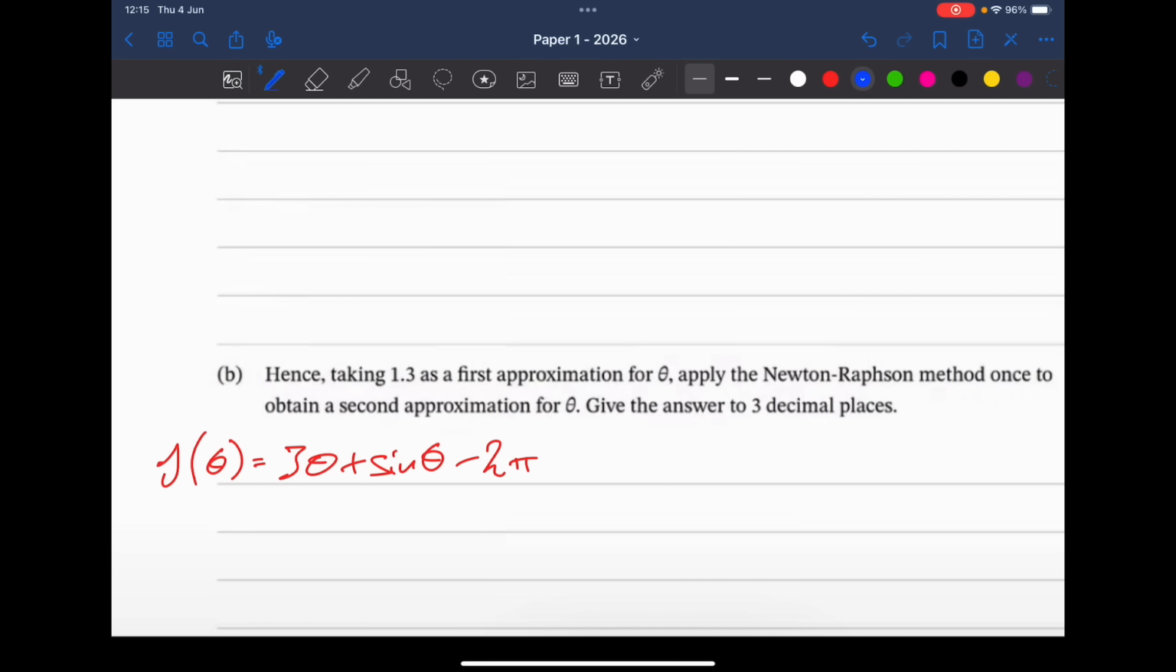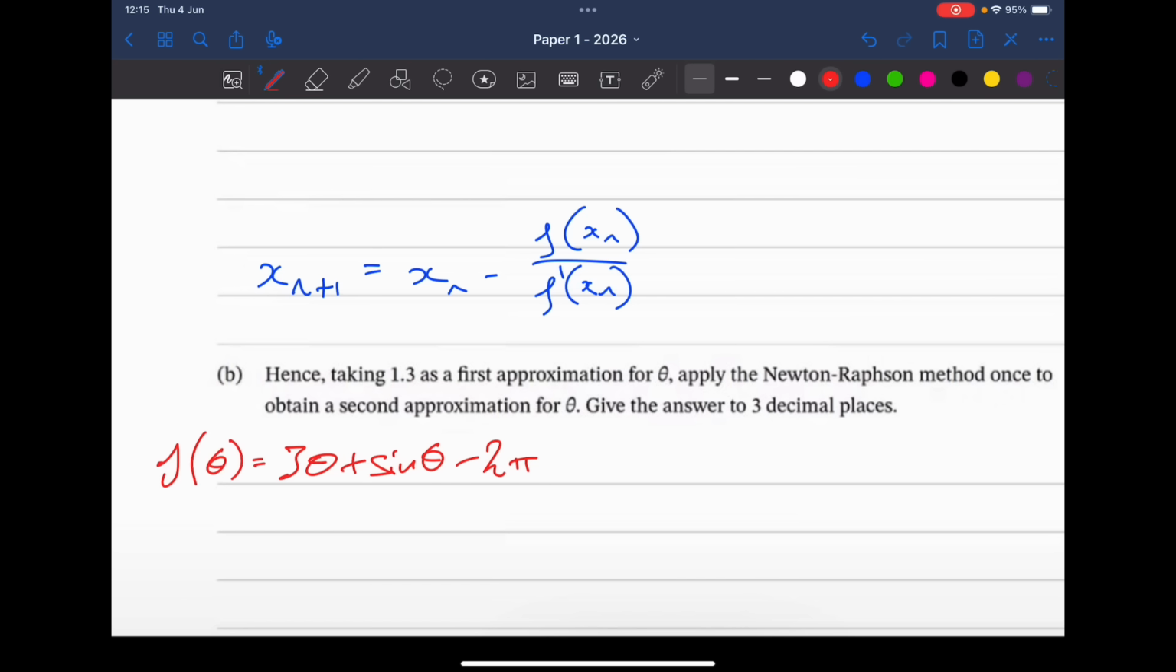In general, the Newton-Raphson formula, to get the next approximation, we take the current approximation, we take away its y value, divided by the gradient at that point. What this does is just plot a tangent, see where the tangent hits the x-axis, and that's the next approximation.